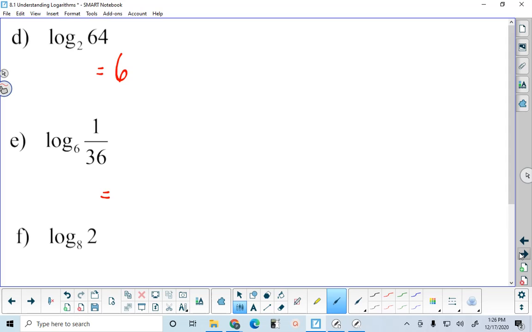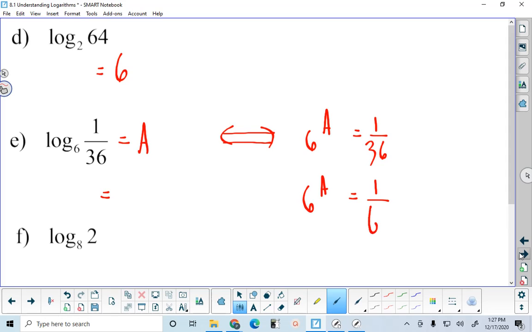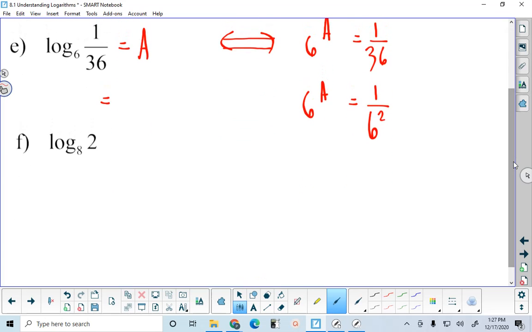So we can say this is equal to A, where A stands for answer, and if I write this in exponential form, I get 6 raised to the A equals 1 over 36. And now what I have, everybody, is an exponential equation where we're going to convert to the same base. I can write 36 in base 6 as 6 squared. And since I have 6 to the 2 on the bottom, 1 over 6 to the 2 is 6 to the negative 2. That's how we use negative exponents here.